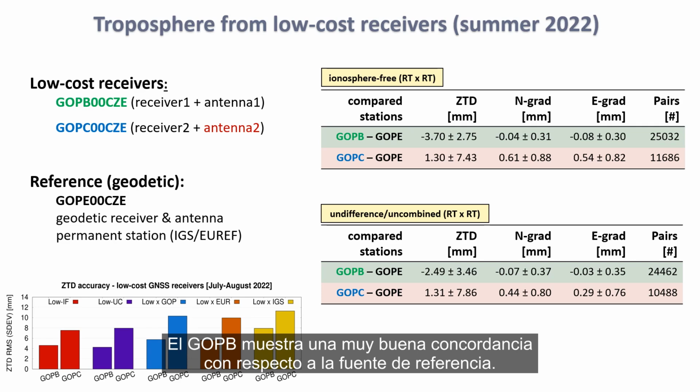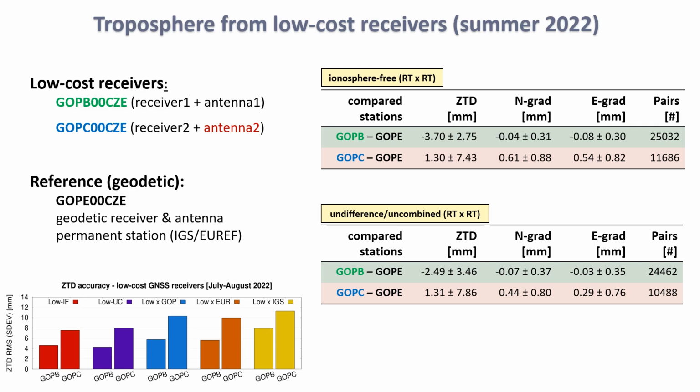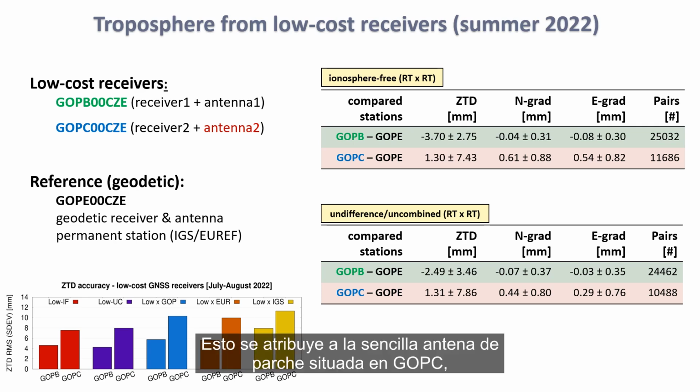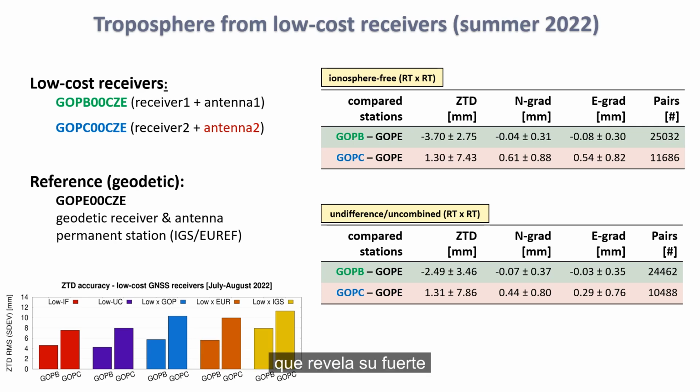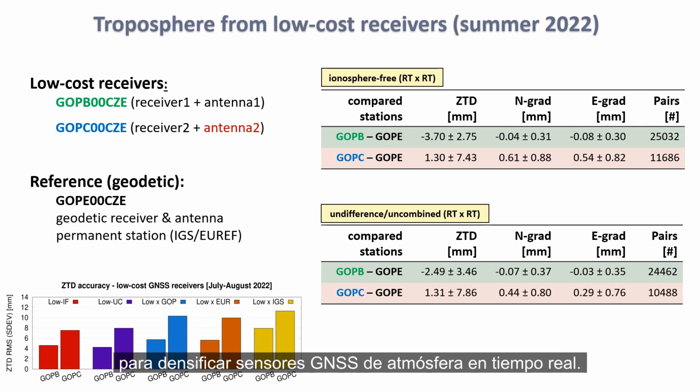GOP-B shows very good agreement with respect to the reference station. However, GOP-C resulted in values degraded by a factor of 2 or even more. This is attributed to the simple patch antenna at GOP-C, revealing its strong impact on the results. Generally, GOP-B instrumentation suggests a feasible and affordable solution for densification of GNSS atmospheric sensing in real time.